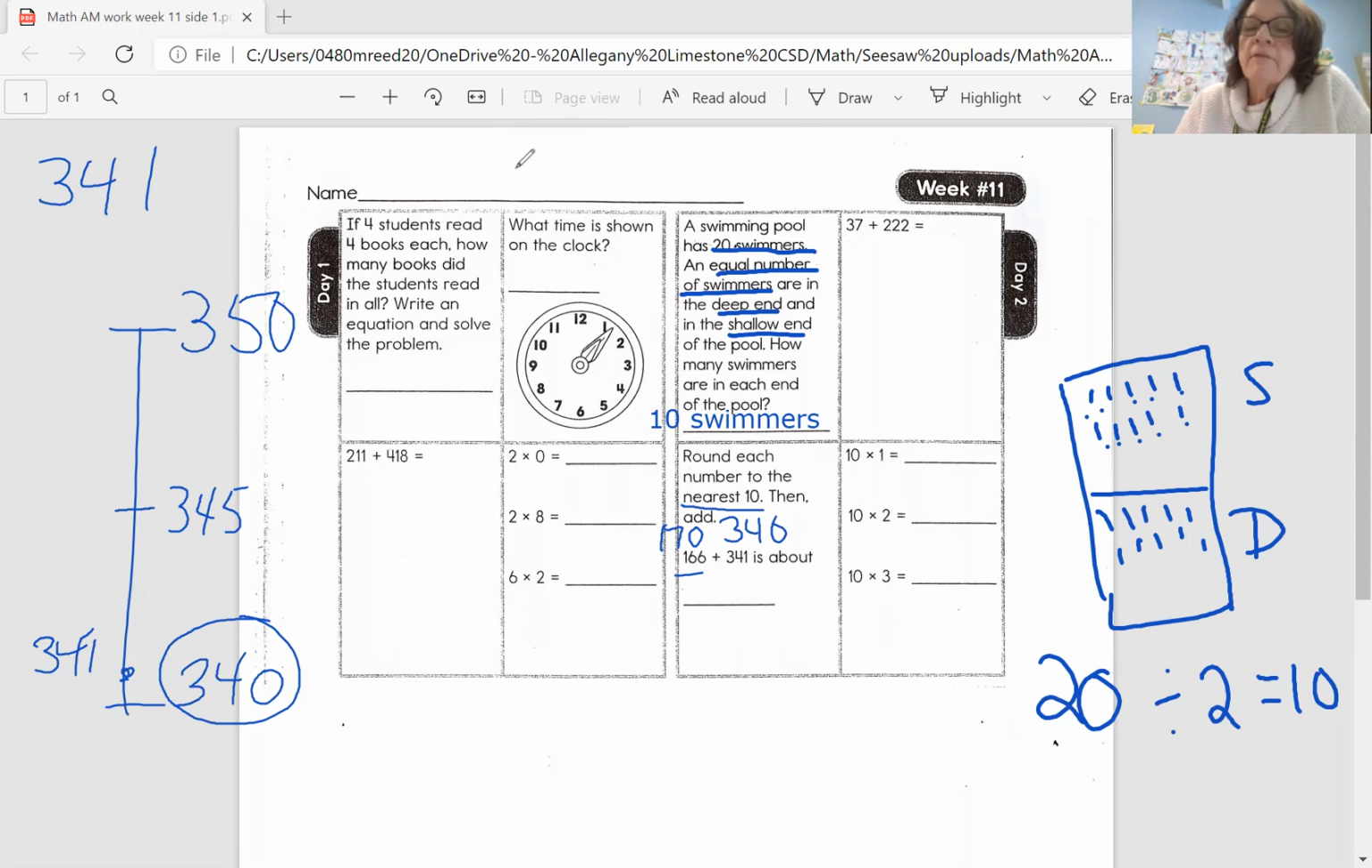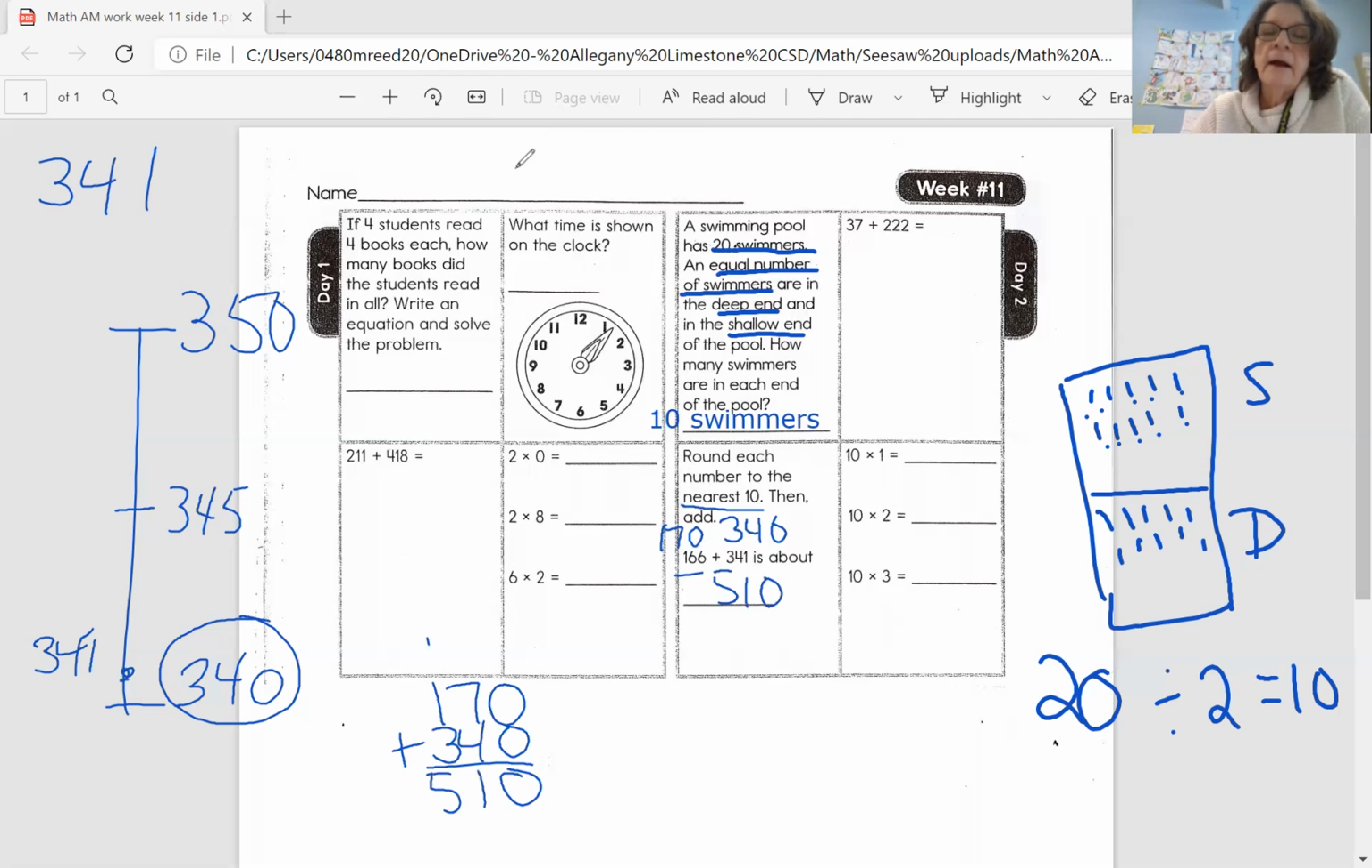So now I've got 170 and 340, and now I have to add those two numbers. So I'm going to just use my algorithm, 170 plus 340. Add the ones, that's 0. Add the tens, I get 11, and I have to regroup. 3, 4, 5. My answer is 510. Okay, so it can be a little tricky to round 3-digit numbers to the nearest 10. You just have to think about skip counting by 10 in those high numbers.